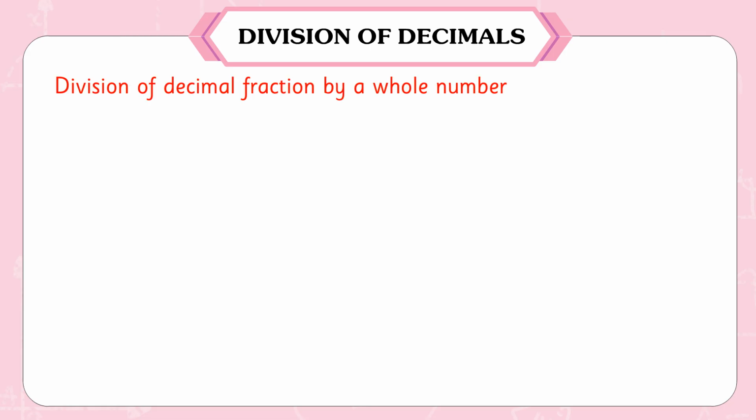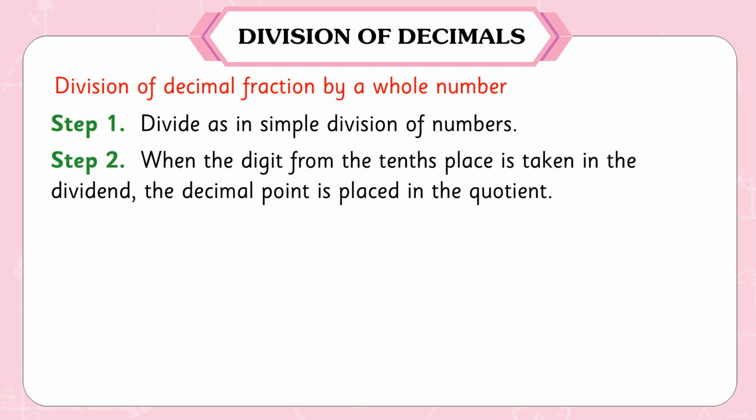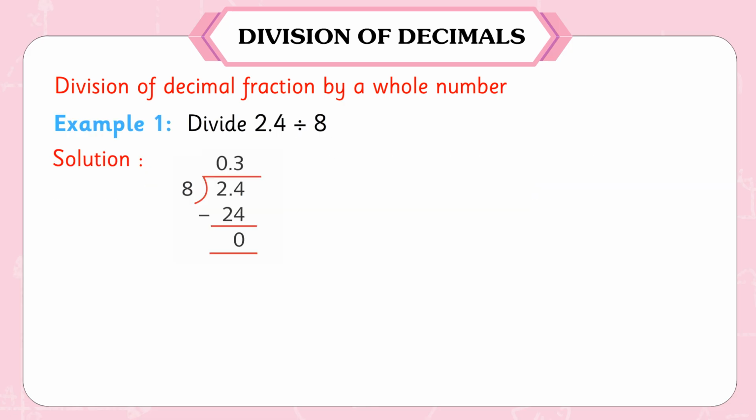Division of decimals. Division of decimal fraction by a whole number. Step 1. Divide as in simple division of numbers. Step 2. When the digit from the 10th place is taken in the dividend, the decimal point is placed in the quotient. Example 1. Divide 2.4 divided by 8. Solution. 2.4 divided by 8, 0.3.